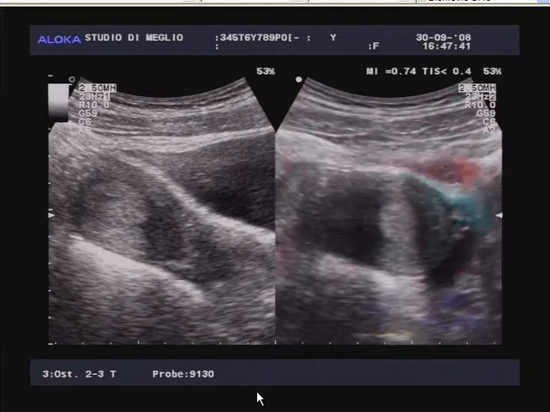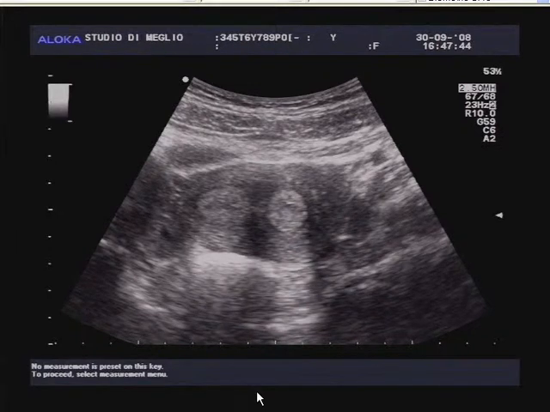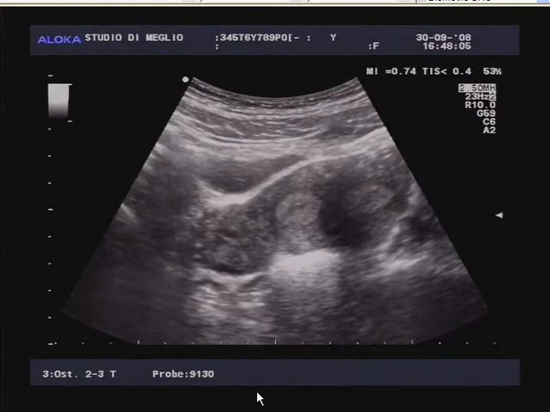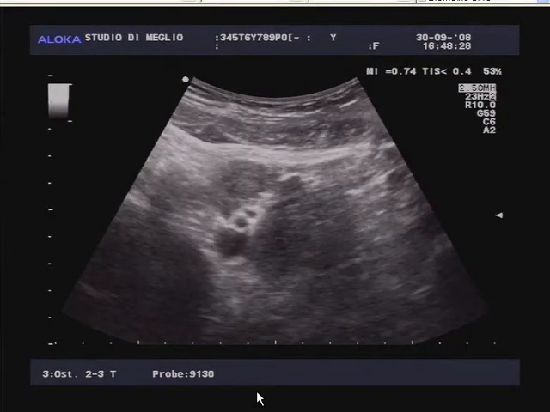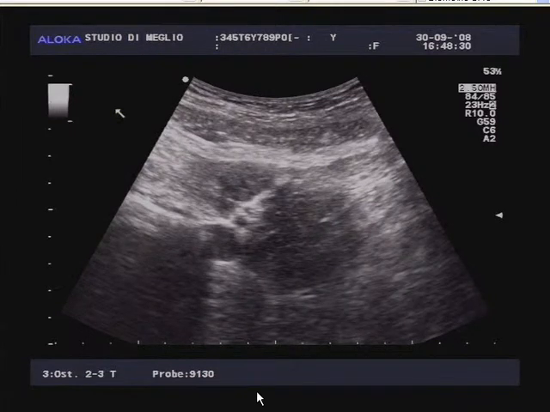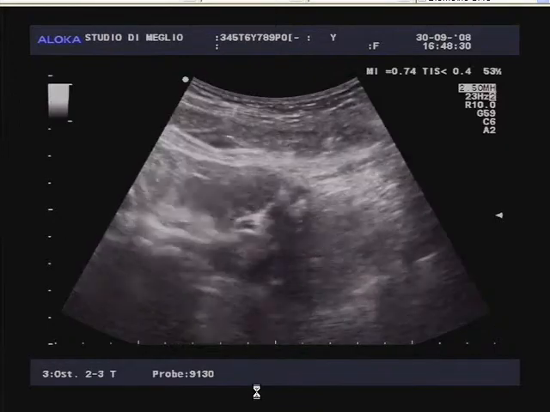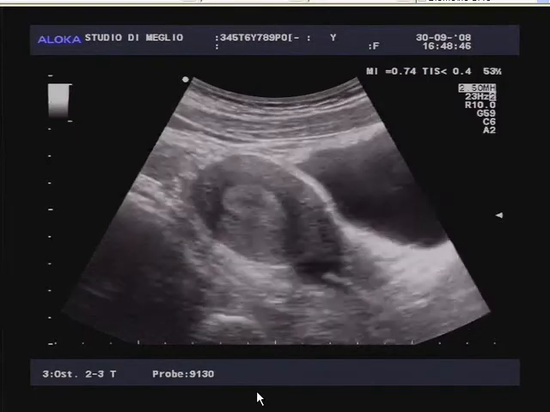In this case, the lady has a history of menometrorrhagia, but this kind of malformation is associated with infertility. So you need to counsel the patient to have a hysteroscopy to identify the real dimension of the uterus, and to evaluate if she could be operated.